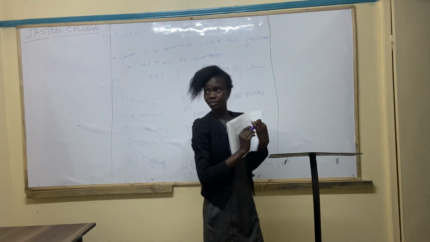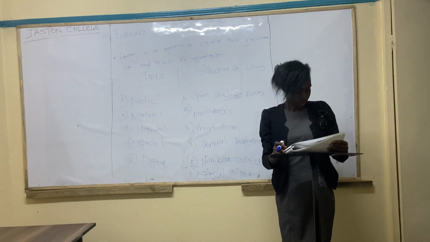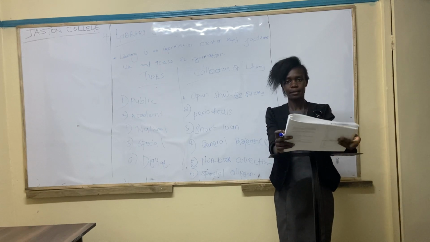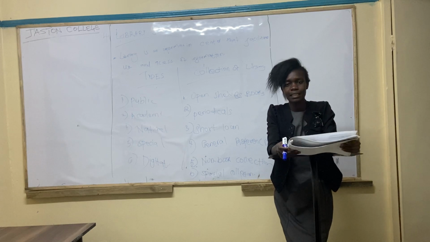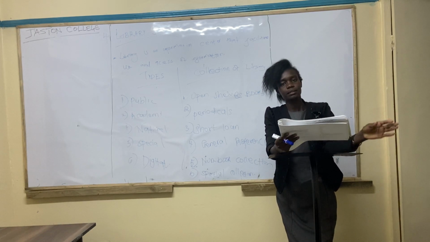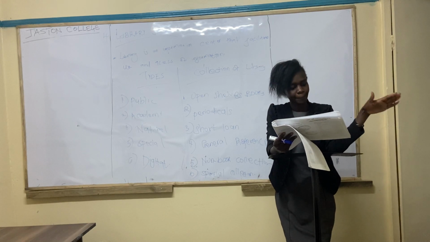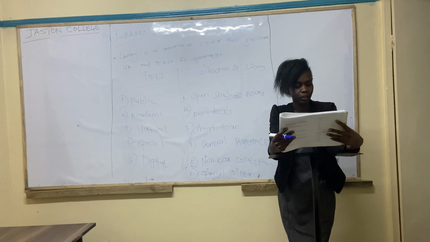So we go to the first one, open shelf books. Open shelf books are organized in specific sections according to their subject areas. So let's say this shelf is for accounting books. This is for medical. This is for engineering and so forth.